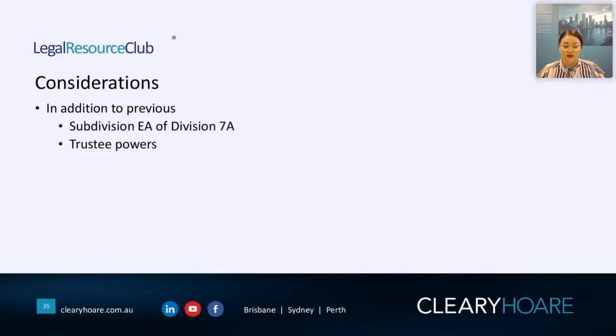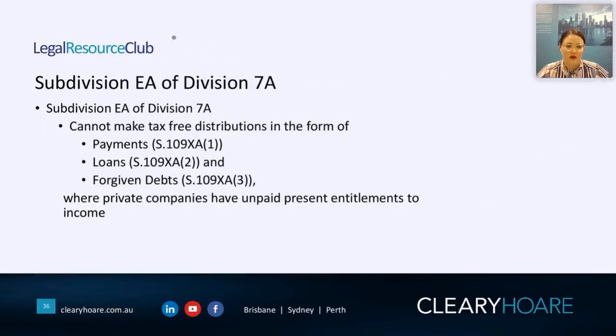So when we are looking to do this, we've got a couple of considerations that we need to look at. Firstly, that's the potential application of subdivision EA of division 7A and the trustee's powers, and to make sure that they have the power to make that capital distribution. So what is subdivision EA of division 7A? It's very similar in vein to subdivision B, but this division operates in the context of trusts that have unpaid present entitlements in favour of private companies.